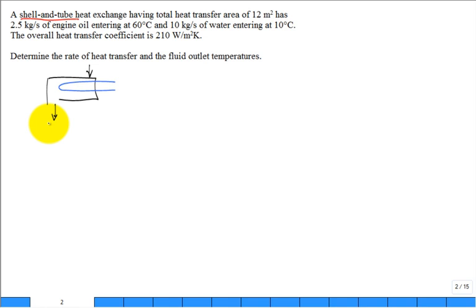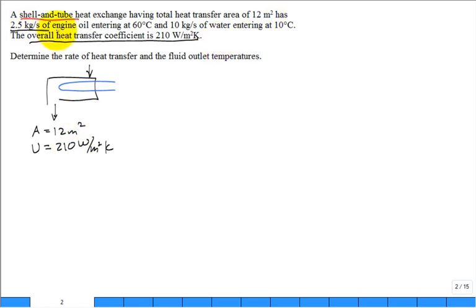It has a total area of 12 meters squared, and it has an overall heat transfer coefficient, U, associated with that area of 210 watts per meter squared Kelvin. I have the advantage, I actually wrote the problem, so I know I should have put that information earlier in the problem statement. Let's continue now reading the problem.